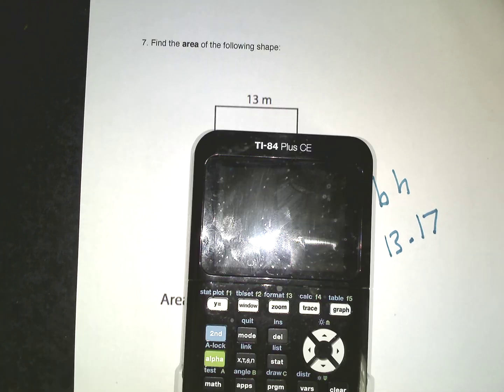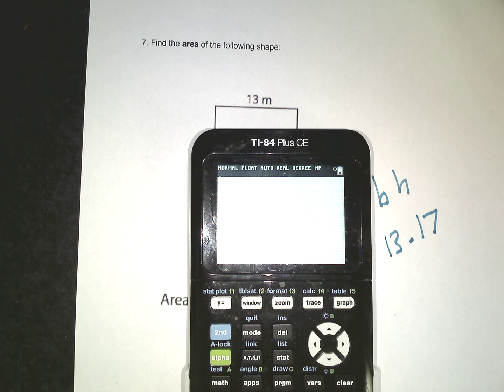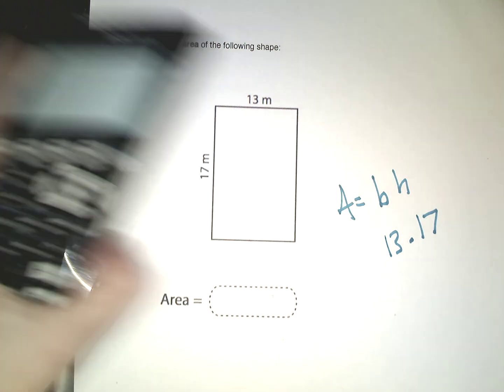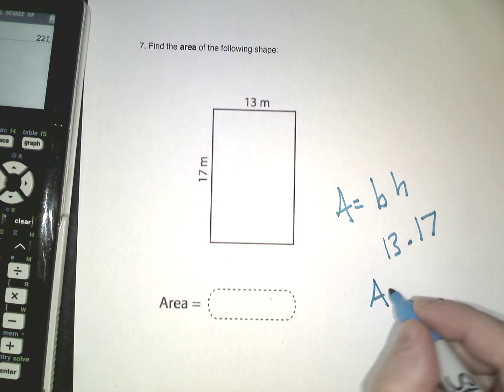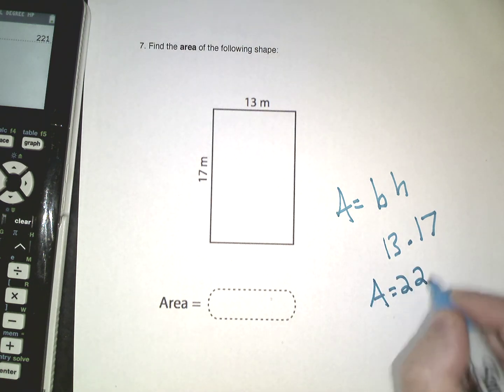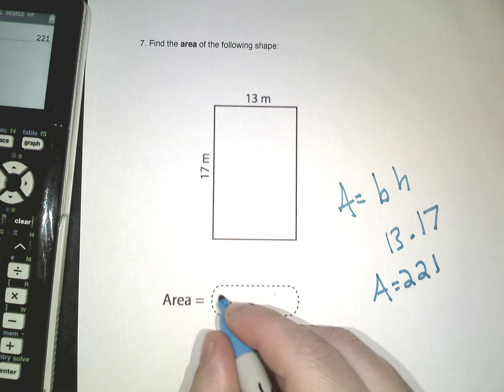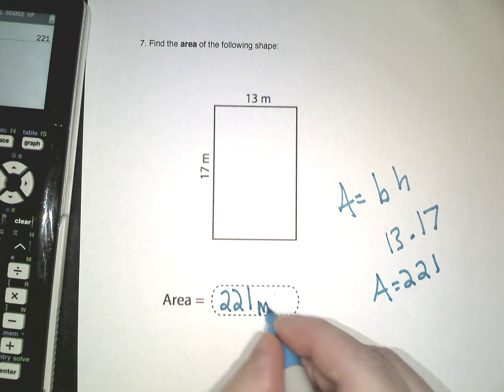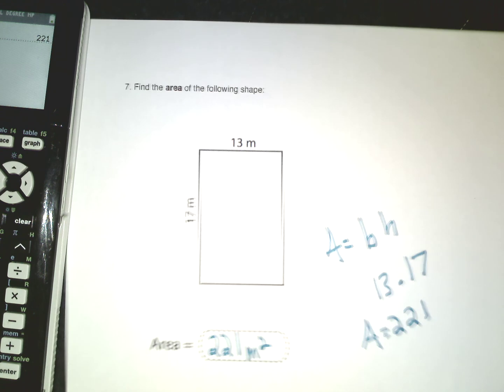Base times height, 13 times 17 is 221. Remember the units. It's meters, so 221 meters, and area is always square. Okay, that's question 7. Question 8.